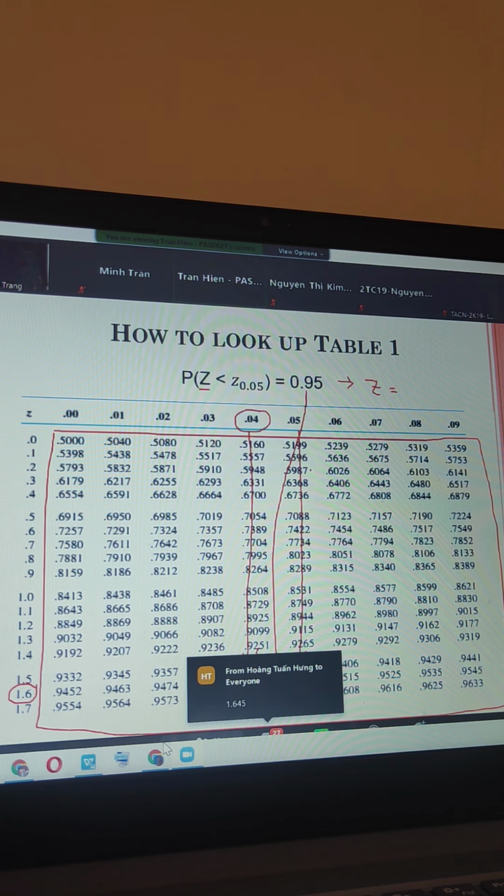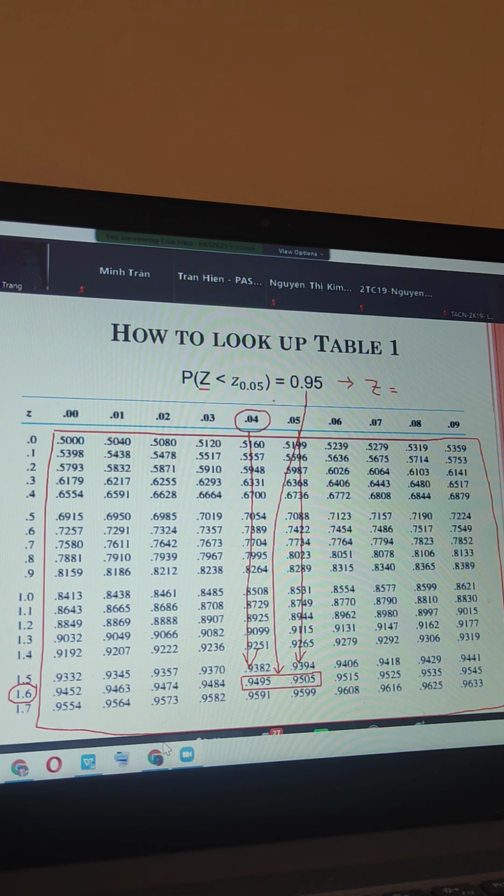Okay, thank you, Thu Hương and Tuấn Hưng. Yes. Because the value 0.95 stands between those two values, you have to take the value at the second decimal place, which lies between those two values. So the value for Z in this case is 1.645.